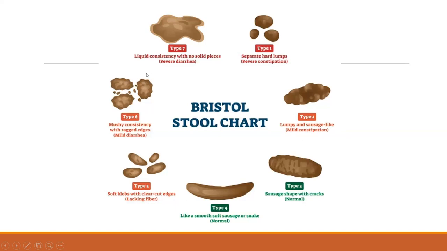So based on the characteristics and types of the stool, one can observe the type of diarrhea and whether constipation is there or not.